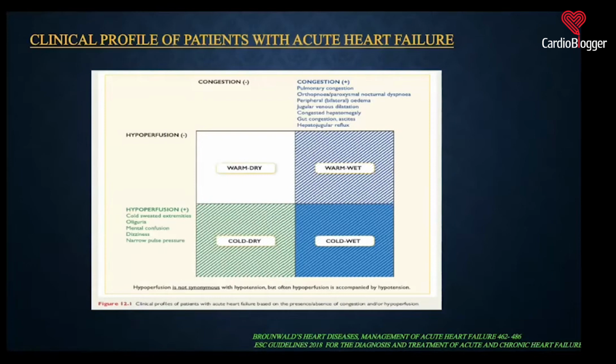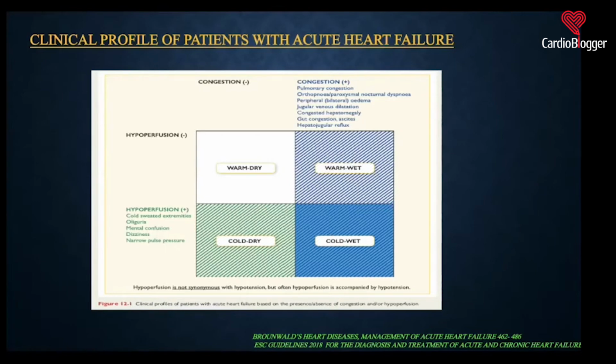However, the second class is warm and wet. Wet means the patient will have congestion, so you will get symptoms of dyspnea, orthopnea and PND. On examination, you will see the JVP raised, an LV S3 will be there, pedal edema will be there, hepatomegaly and ascites may be there, and hepatojugular reflux may be raised. And it is usually a warm variety because there are no signs of tissue hypoperfusion. So this is the most common variety, which is usually managed with IV diuretics and vasodilators.